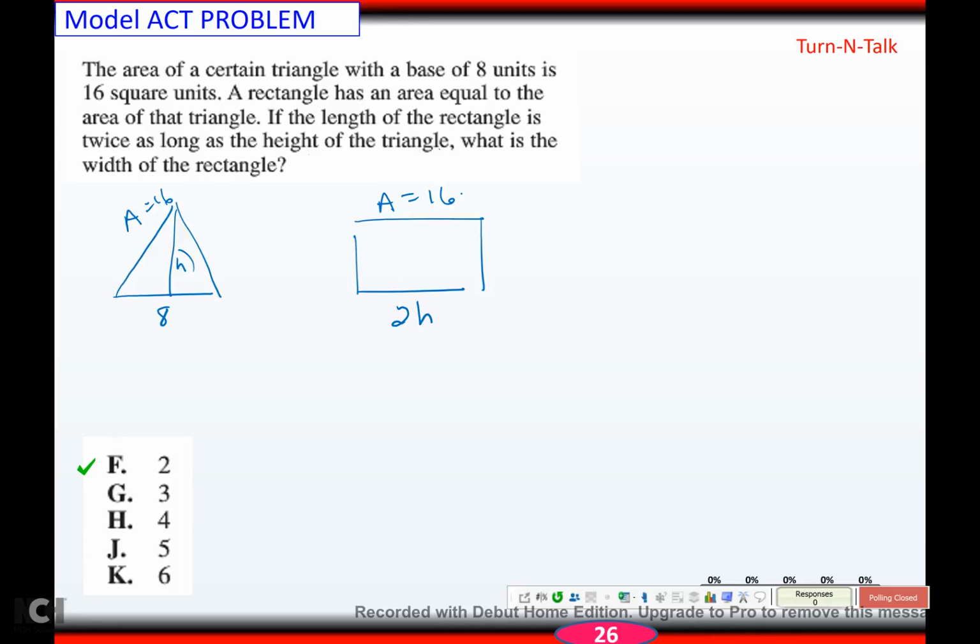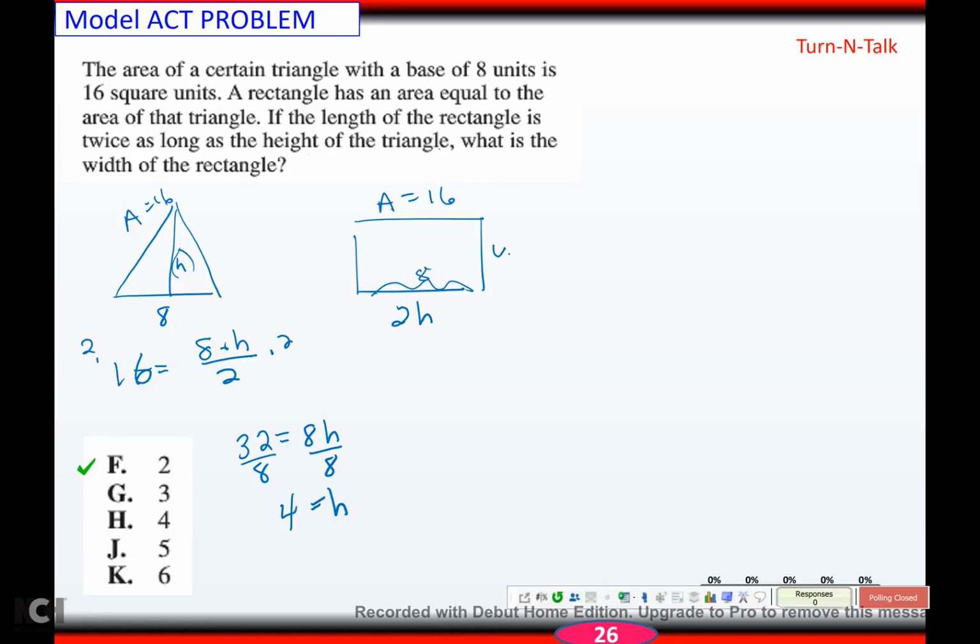Well, if your area is 16, let's figure out the height. Yeah, we gotta have the height. So if I figure out the height here, I know that the area of a triangle is my base times my height divided by 2. But they told me that area was 16. So kill the fraction, multiply by 2. That gives me 32 equals 8h. Divide by 8, and I get h equals 4, which means this length is 8.